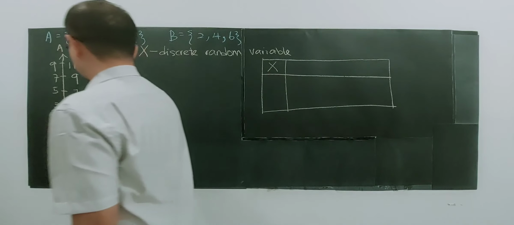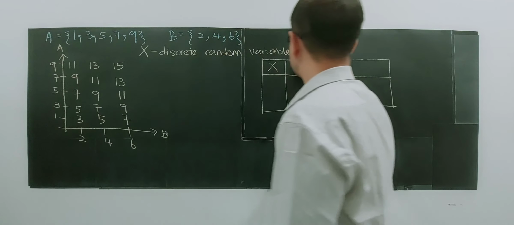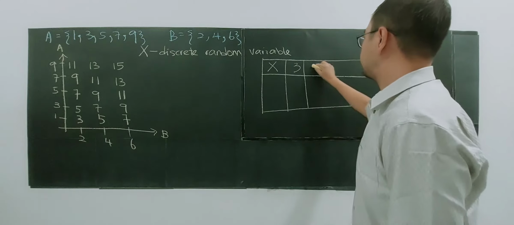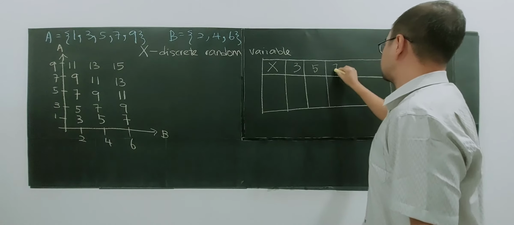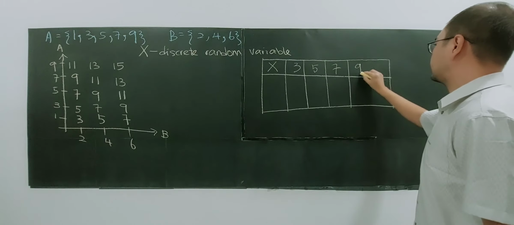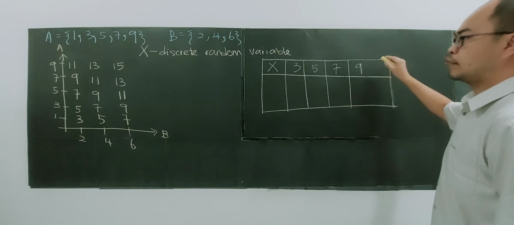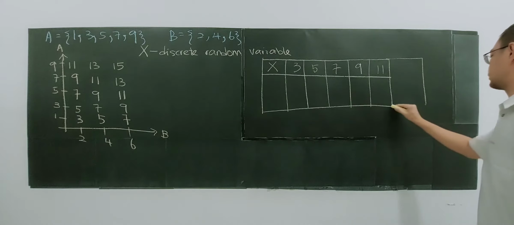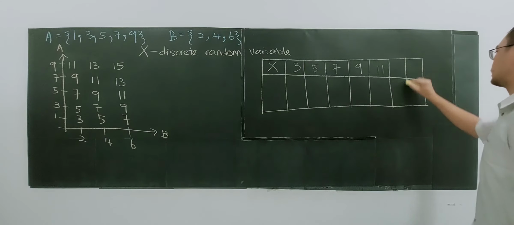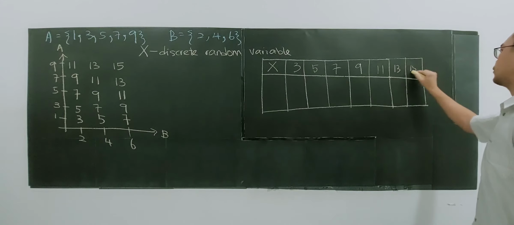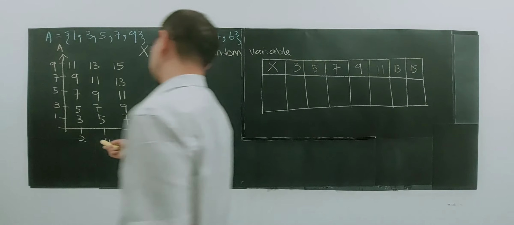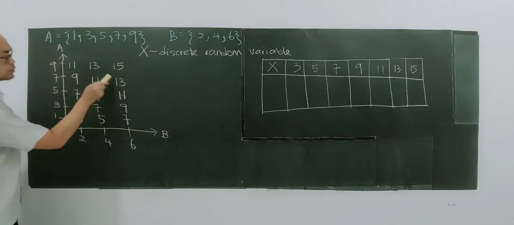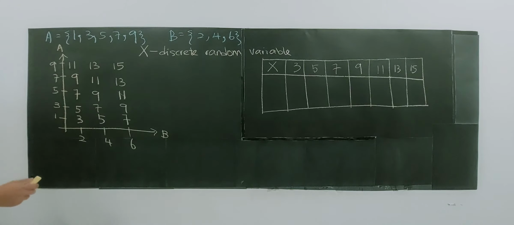So you know that the smallest will be 3. This is your discrete random variable: 3, followed by 5, followed by 7, followed by 9, followed by 11, then 13 and 15. This is all the possible values: 3, 5, 7, 9, 11, 13, 15.